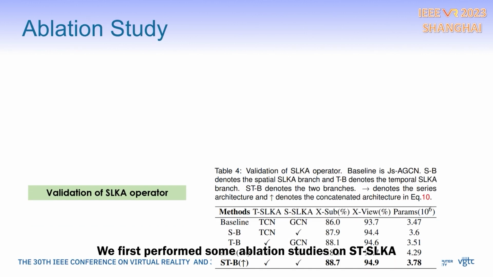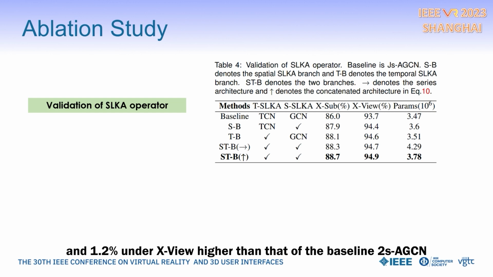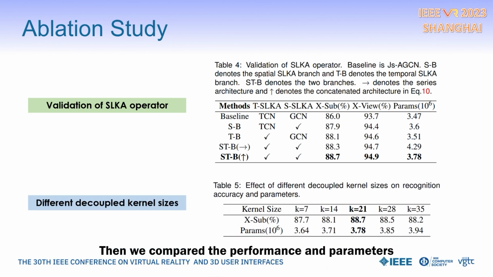We first performed some ablation studies on ST-SLKA. The recognition accuracy with ST-SLKA is 2.7% higher under cross-subject and 1.2% higher under cross-view than that of the baseline two-stream AGCN. And the concatenated architecture is more powerful than the series architecture. Then we compared the performance and parameters with different decoupled large kernel sizes. A decoupled kernel size of 21 is the optimal configuration.